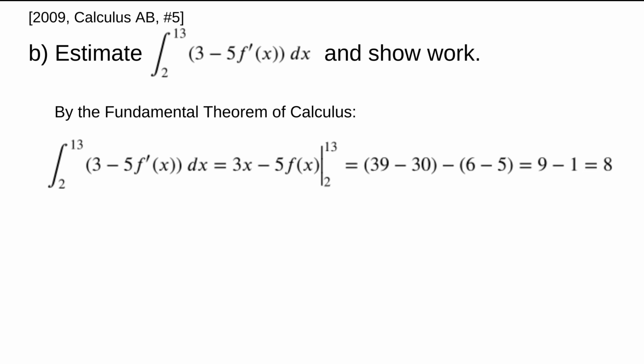And then putting 2 in for x, we get 6 minus 5 times f of 2. F of 2 is 5. I'm sorry, f of 2 is 1, and 5 times that is 5. And then the rest of it is just arithmetic. We get 9 minus 1, which is 8. So the integral in question here is equal to 8.